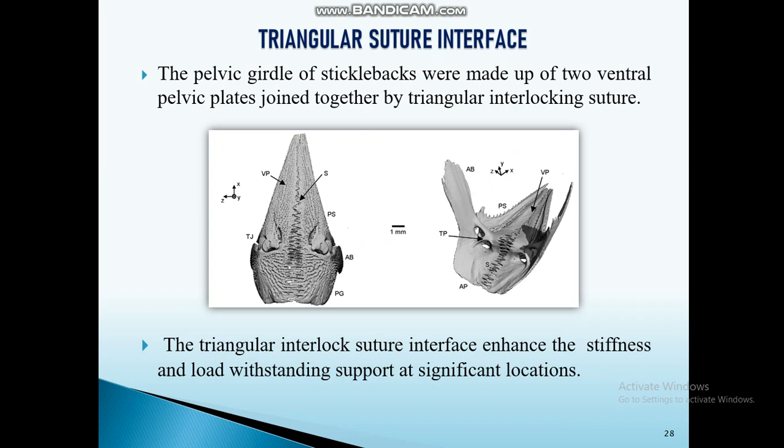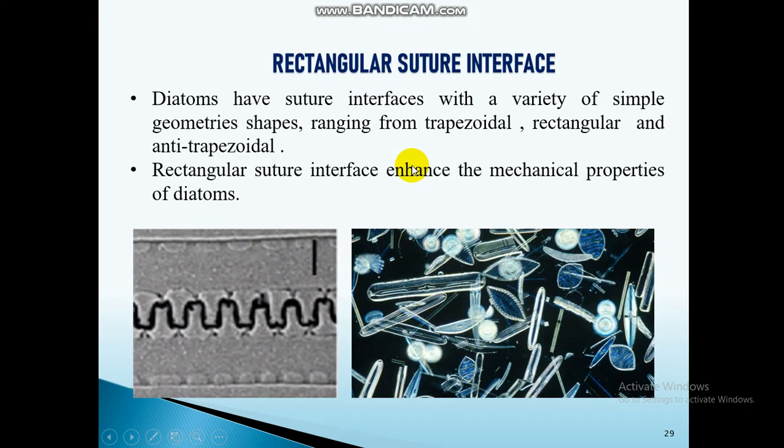Here you can see the pelvic girdle with two pelvic spines. These two pelvic girdles are joined by a triangular suture interface. This enhances the stiffness and load-withstanding capacity. So I took the triangular suture interface from here. And then the third interface, that is the rectangular suture interface.